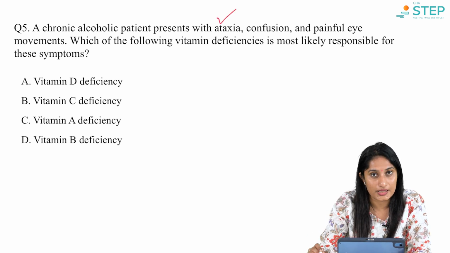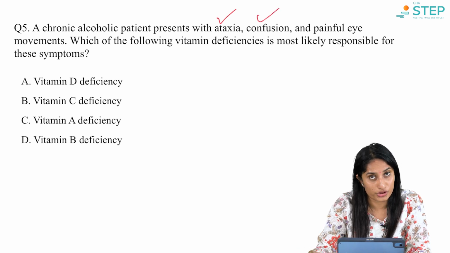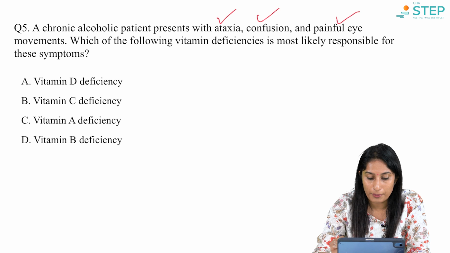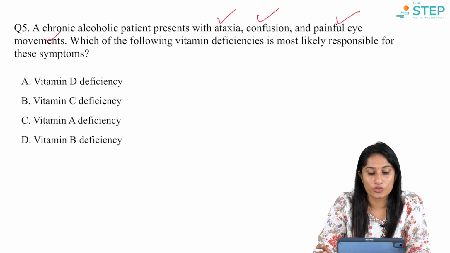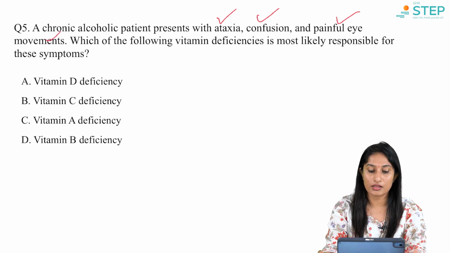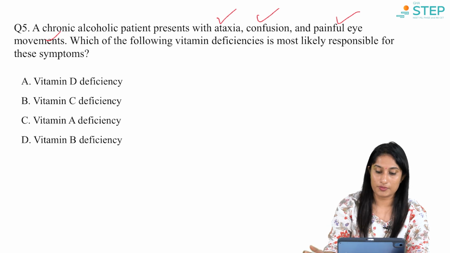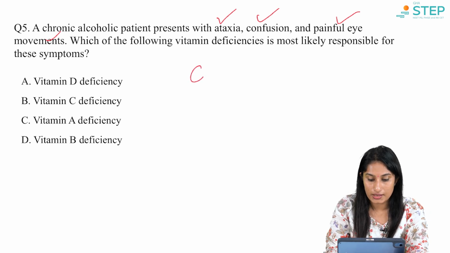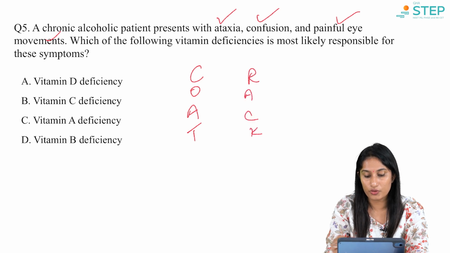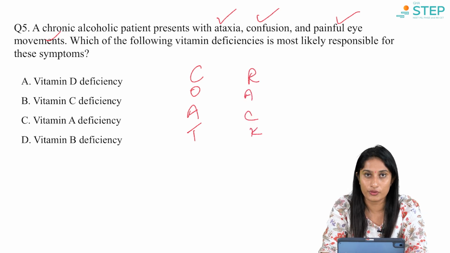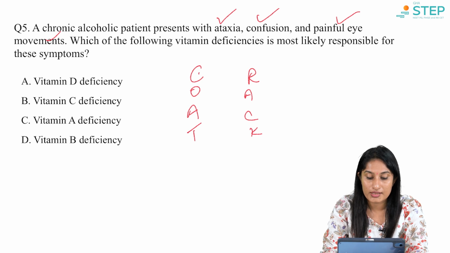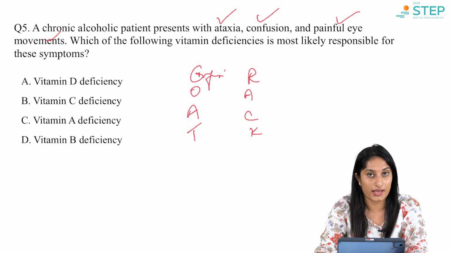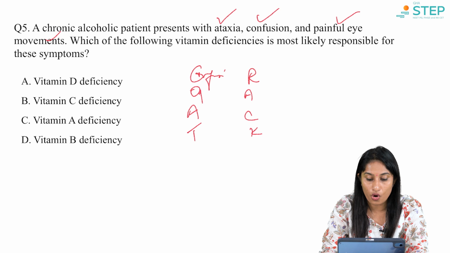You have ataxia, that is imbalance or a problem in the gait, confusion or disorientation, painful eye movements. Okay, so three cardinal symptoms: ataxia, confusion, painful eye symptoms. I'll give you a mnemonic here: COATRACK. How do we read this? Coat rack. Co stands for confusion. Yes, this is there in this patient. O stands for ophthalmoplegia.